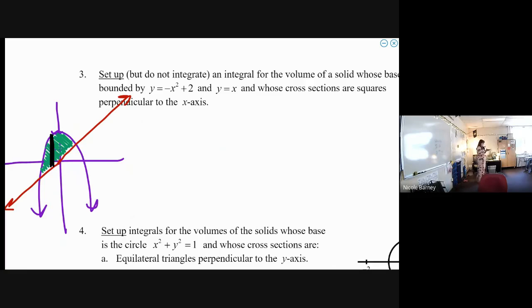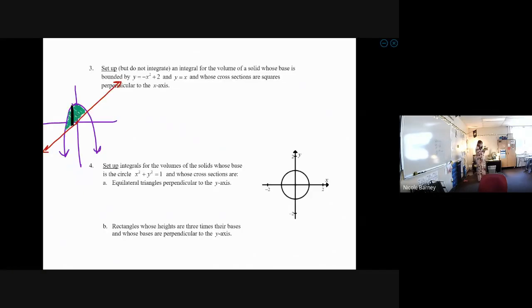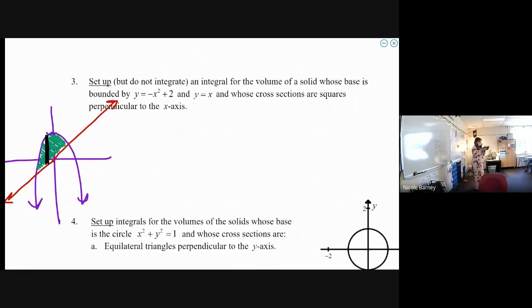The first one asks us to do squares. We only have the one here. So squares that are perpendicular to the x-axis. I write my formula every time: the integral from a to b of area dx, because it helps me fill it in. The area of a square is side squared.